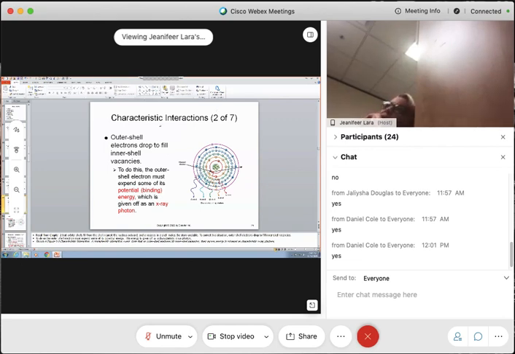So in characteristic interaction, characteristic is basically because outer shell electrons are dropping in to fill the inner shell vacancy. How did an inner shell vacancy happen? Because the filament electron that came in knocked it out. It ionized it. It removed it from its orbit.